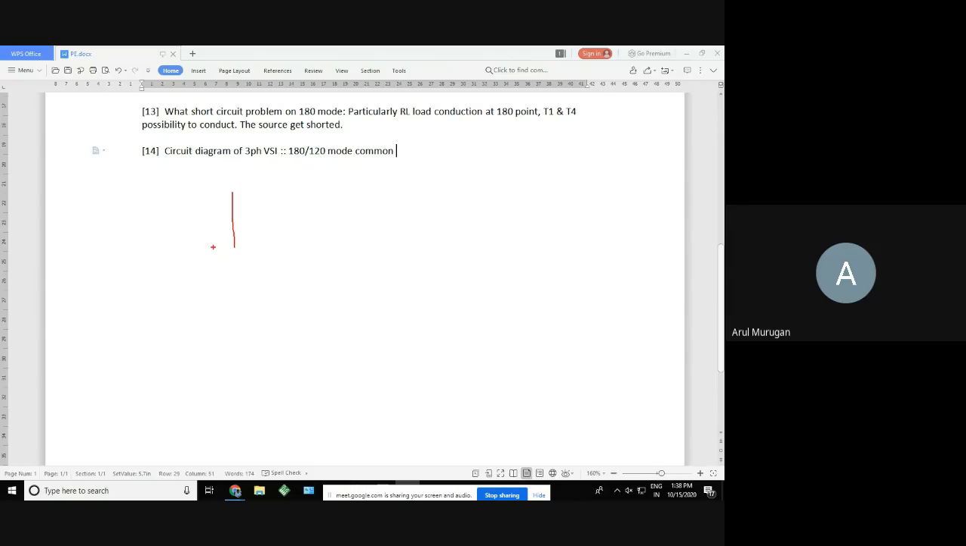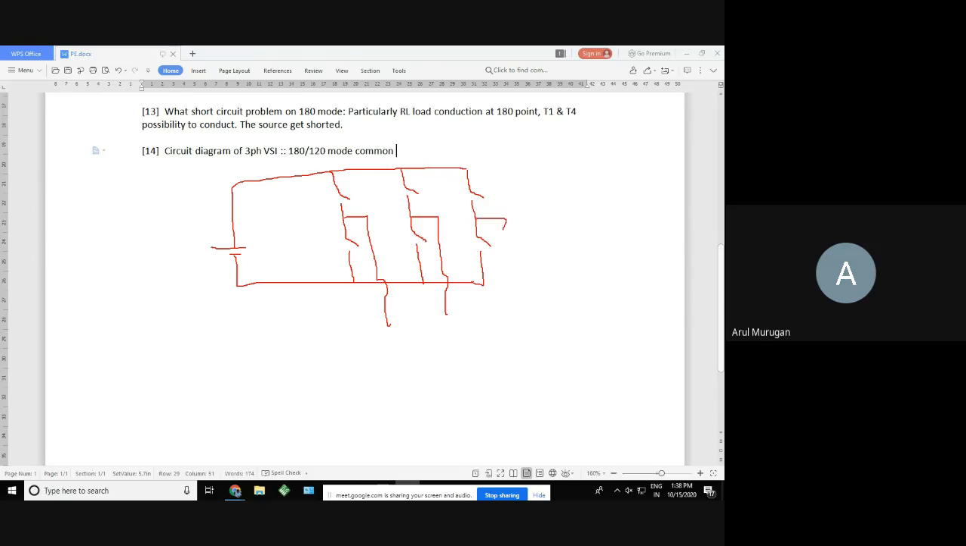See here, we draw the DC source with a plus terminal and a minus terminal. There are 3 legs connected here, and each leg has 2 switches. Leg number 1 has 2 switches, leg number 2 has 2 switches, and leg number 3 has 2 switches. The center of each leg is a phase, which is an output terminal.